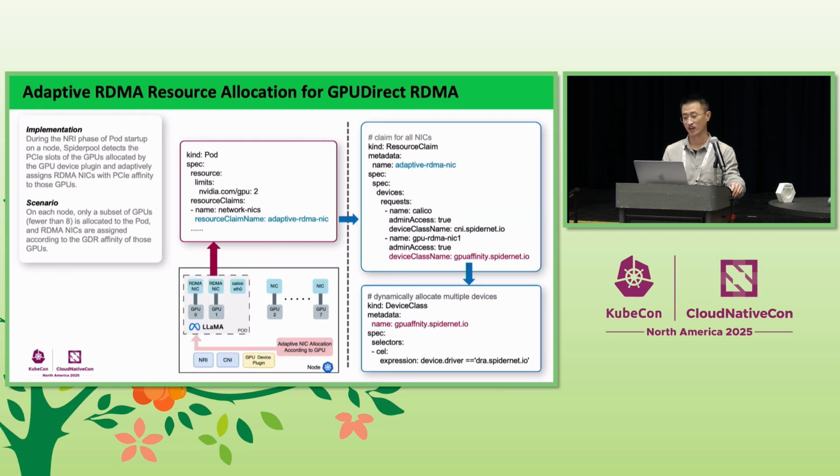This slide demonstrates another approach called adaptive RDMA resource allocation. Users are not required to specify detailed configurations. During the NRI phase of pod startup on a node, Spiderpool detects the PCIe slot of the GPU allocated by the GPU device plugin and then adaptively assigns RDMA NICs with PCIe affinity for those GPUs. In contrast, traditional GPU and RDMA device plugins cannot achieve this kind of adaptive allocation strategy.